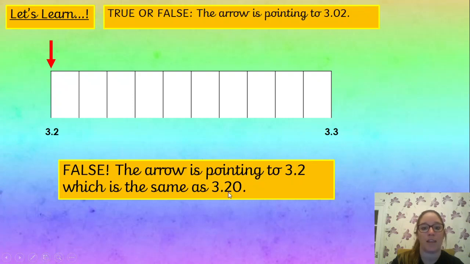This is 2/10. This is 0/10. This is 2/100. This is 0/100. Makes a big difference.